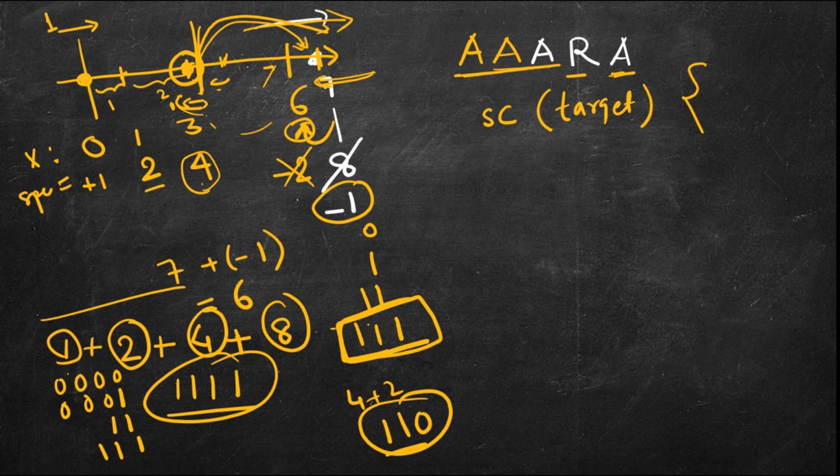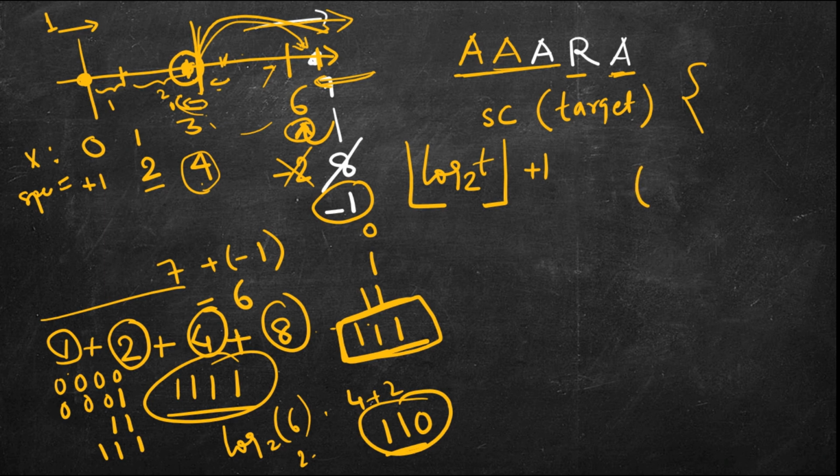So you can find the number of digits in the target using log base 2 of 6. That will be 2 point something, so you can take the floor. So you can take log base 2 of target, take the floor and add 1 to it to get the exact number of digits in the target. So here what you did, you reached a position 2 raised to the power of n minus 1, where let's say this number of digits is n. This is 7, in this case for n equal to 3.